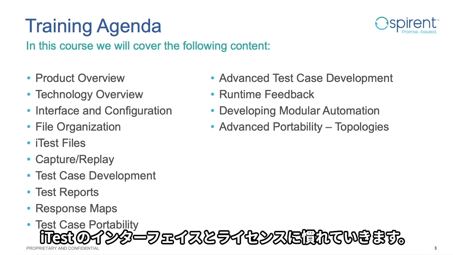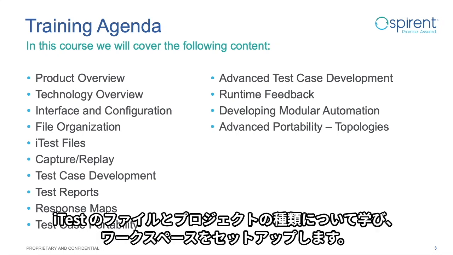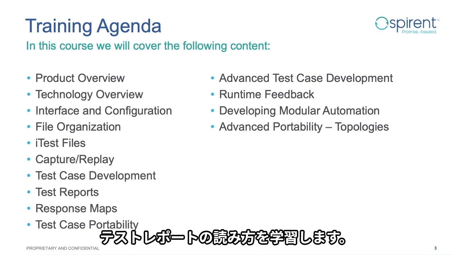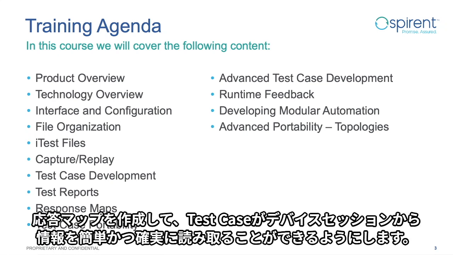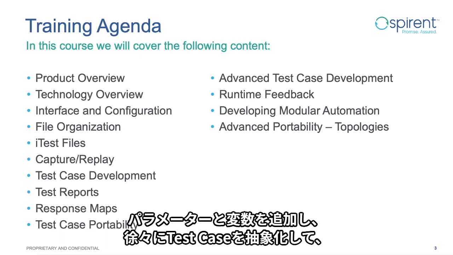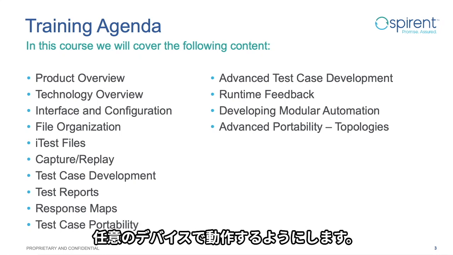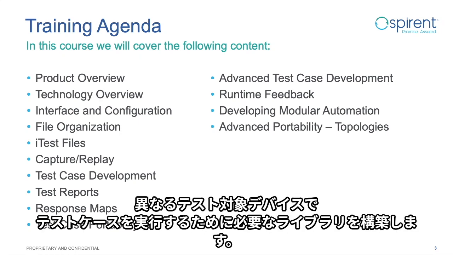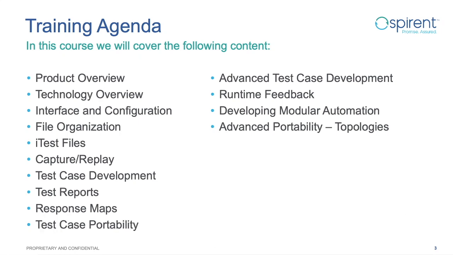We'll get familiar with iTest interface and licensing, learn iTest's different file and project types, and get our workspace set up. Then we'll capture our first test case, develop it, and learn to read a test report. We'll create response maps to allow our test cases to easily and reliably read information from our device sessions. From here, it's all about portability and reusability as we add parameters and variables, and eventually abstract our test cases to work on any device. We'll learn some debugging tools, and then build the libraries needed to run our test case on a second device under test.